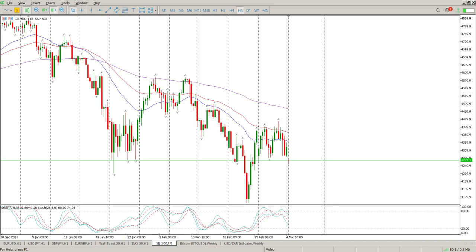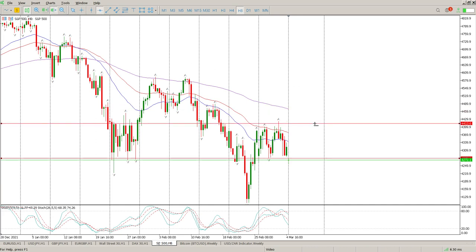Good morning, everybody, and this is your S&P 500 day trade setups for today. So there are basically two scenarios that are going to play out, obviously, and I just want to get these levels in. The high and the low of last week is pretty much what we focused on.